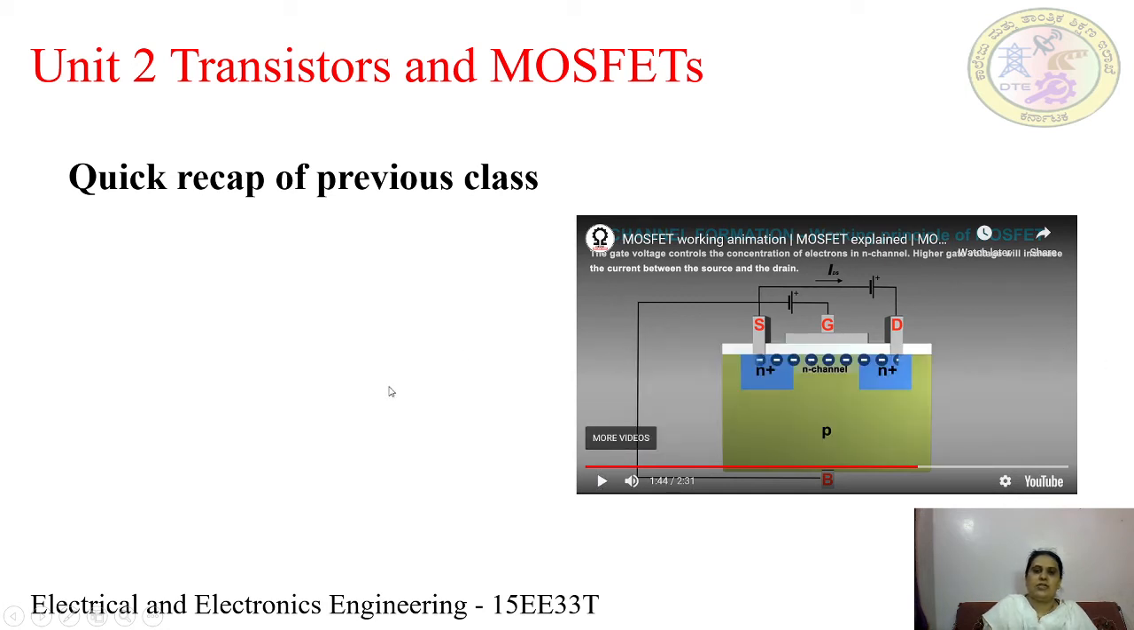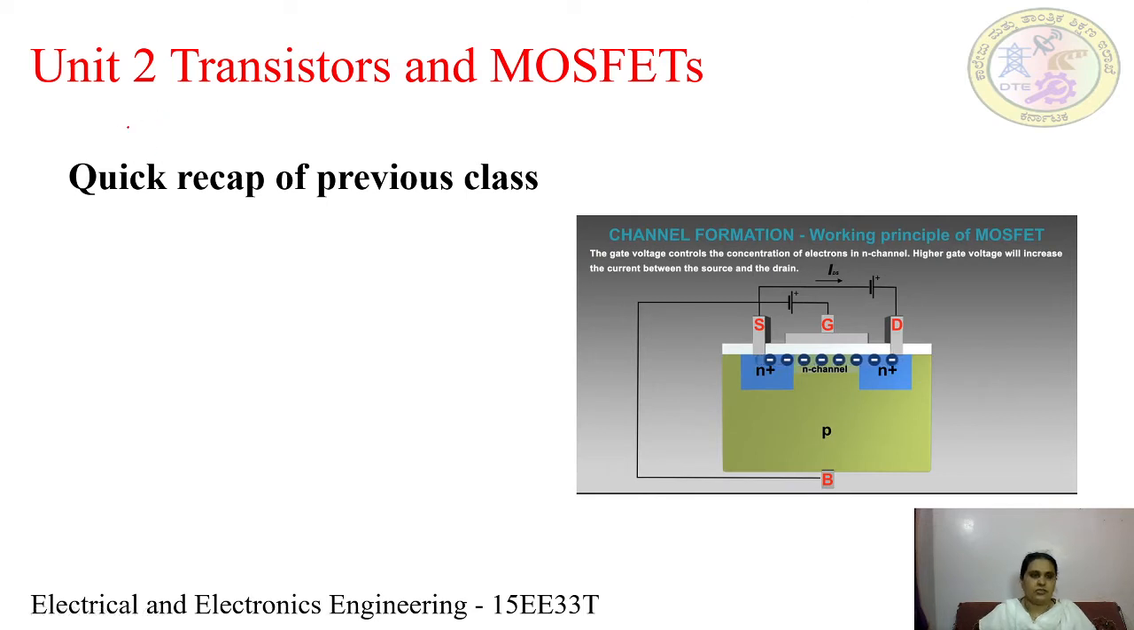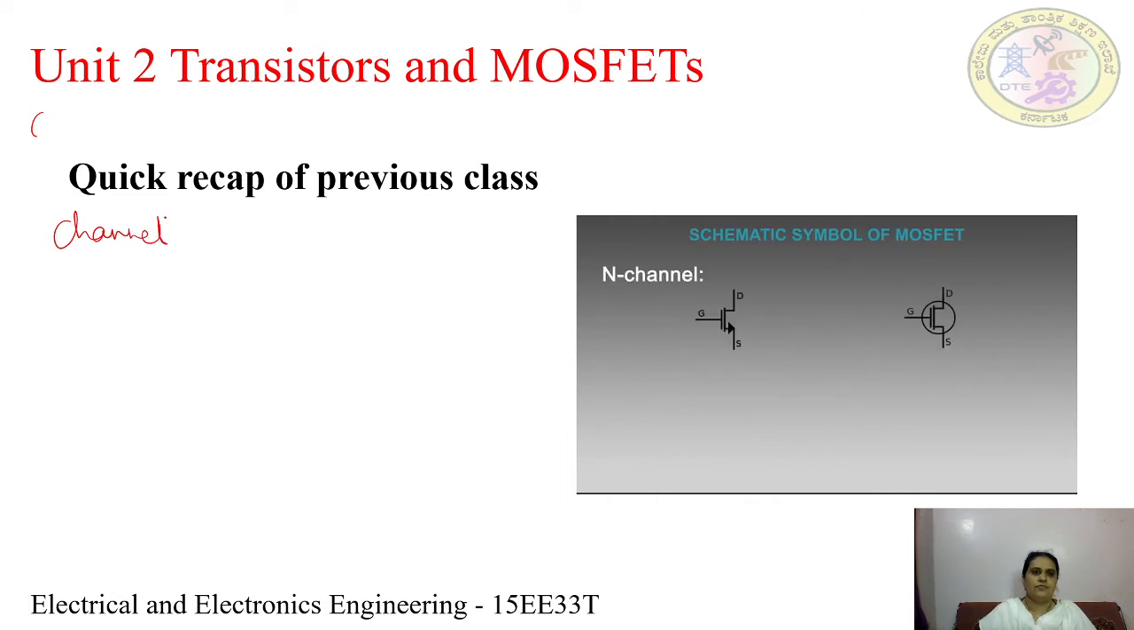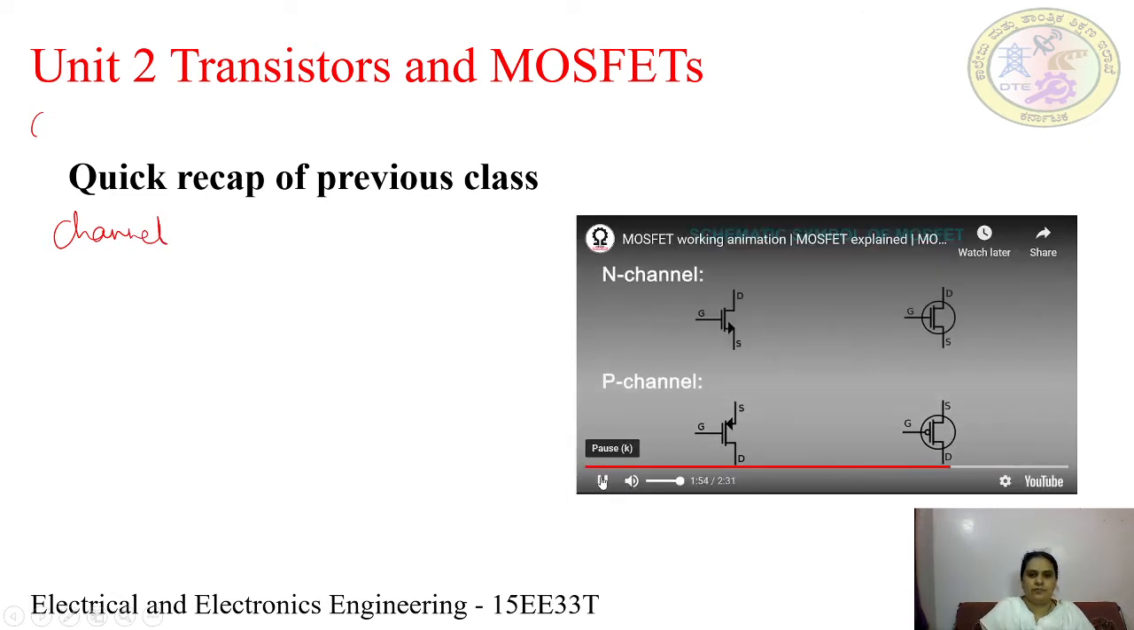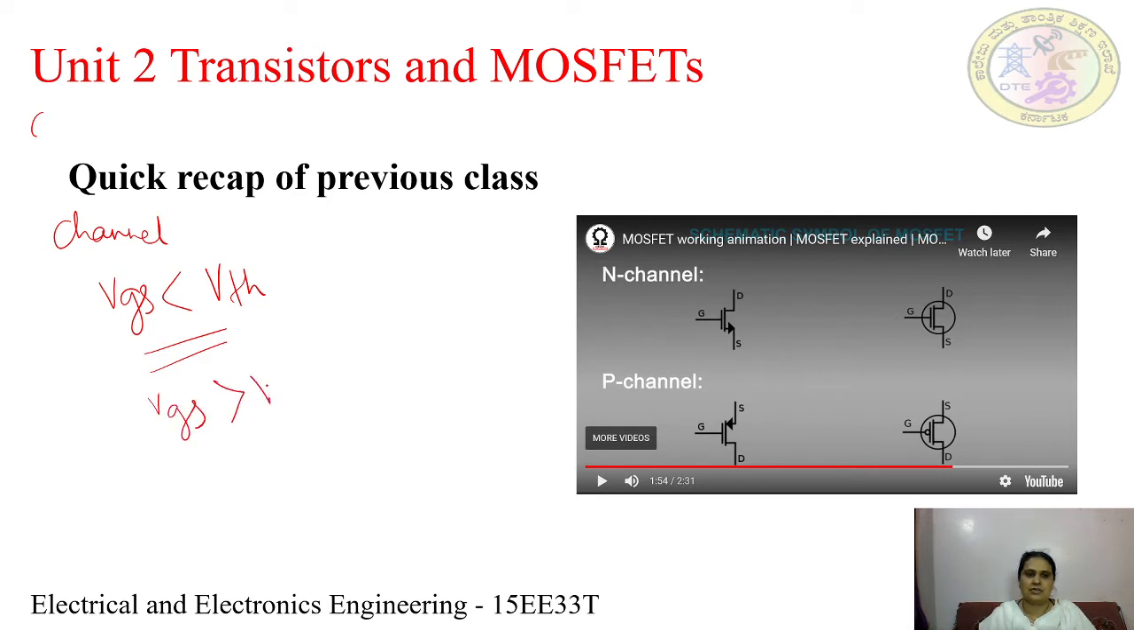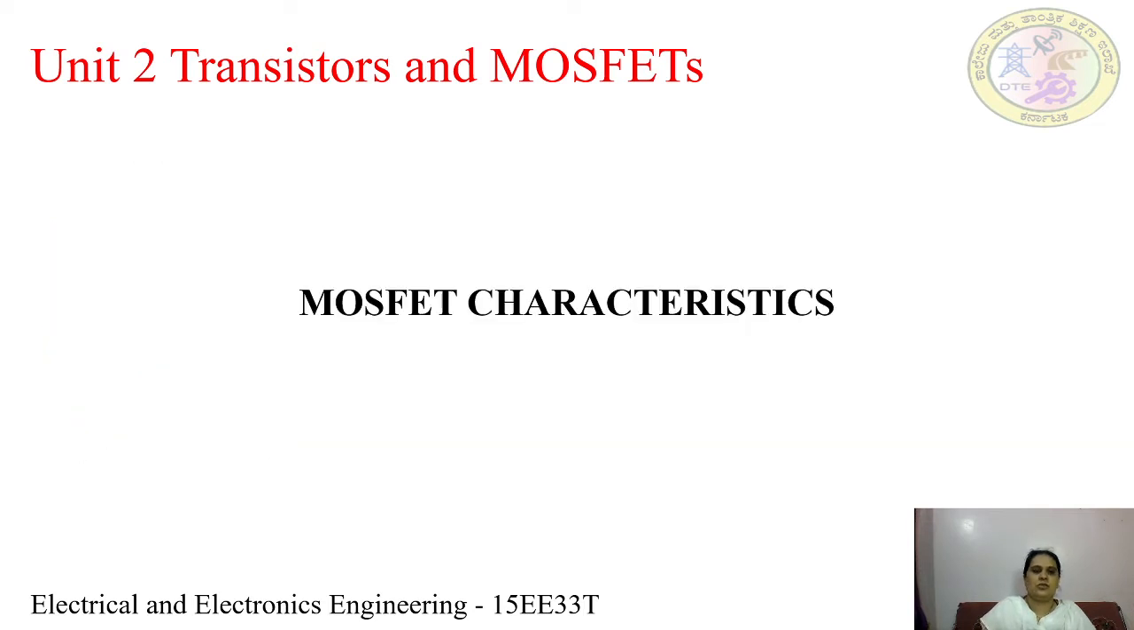So we saw in the animated video that the channel was forming. When the value of VGS was less than VTH, the channel was not forming at all, and in this case the drain current was 0. Once the channel is formed, the value of VGS is greater than VTH. With this much concept, let's move on to today's topic, that is the MOSFET characteristics.